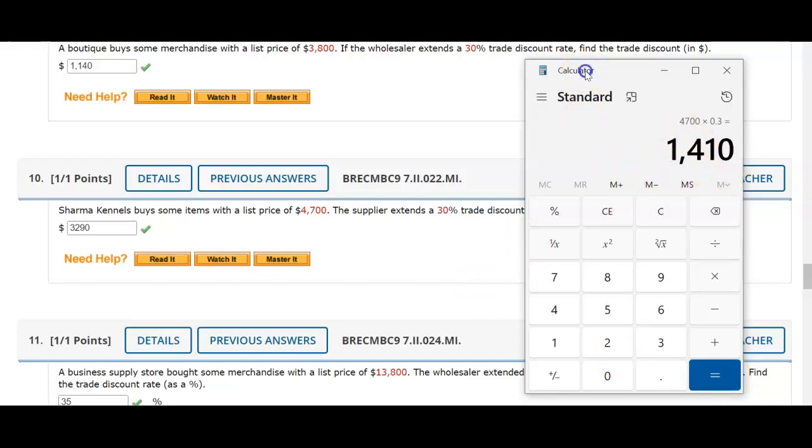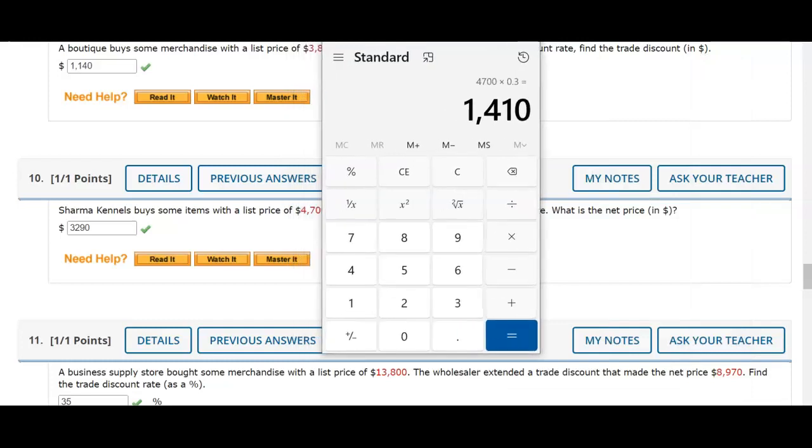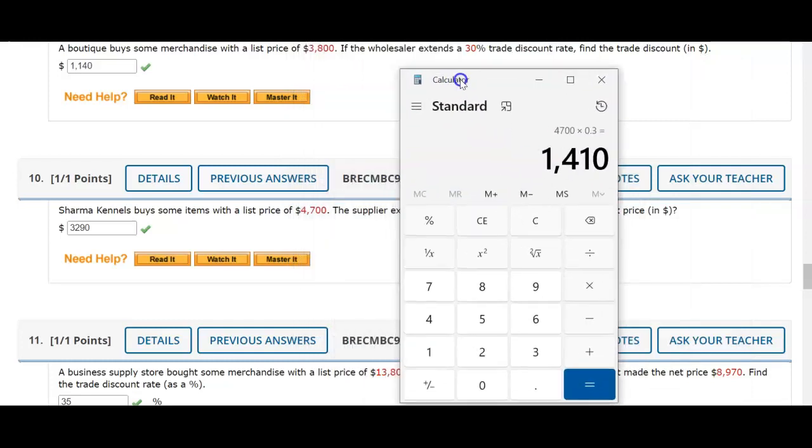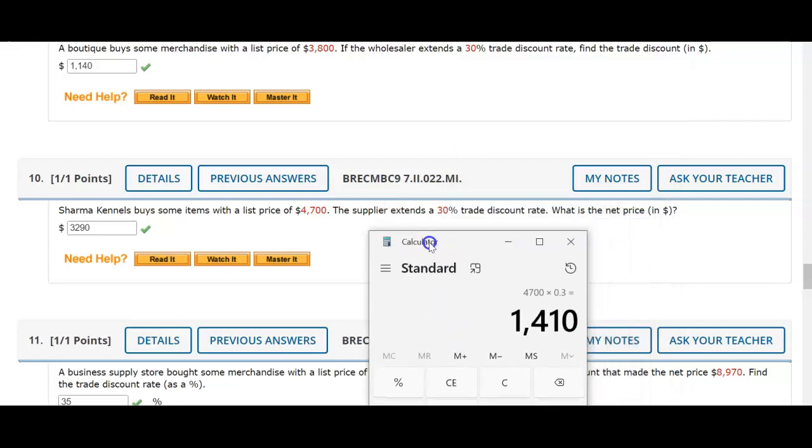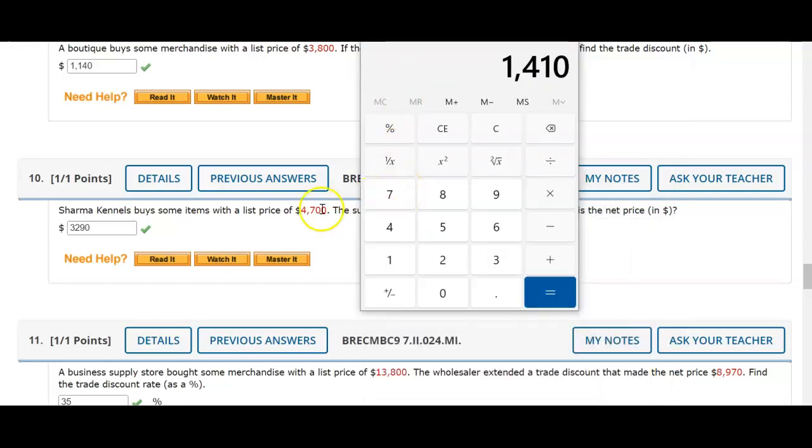Well, it's asking us here for the net price. So the net amount we're going to pay after we subtract the discount. So we need to take $4,700 and subtract the discount of $1,410. And so the net price would be $3,290.